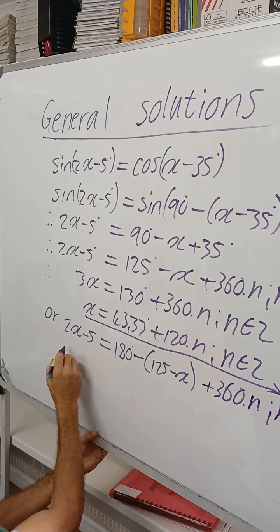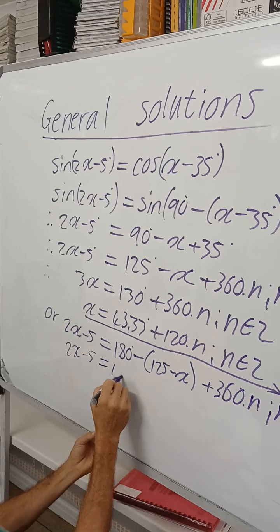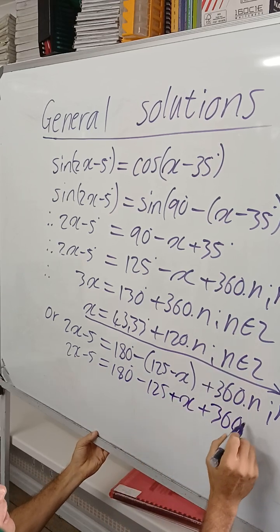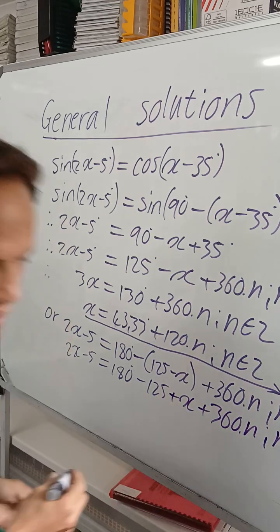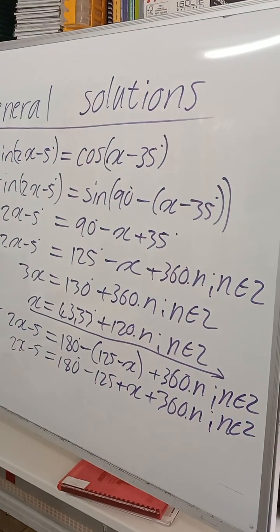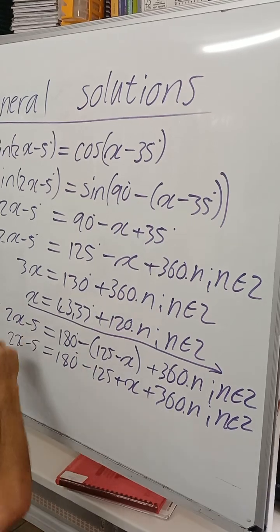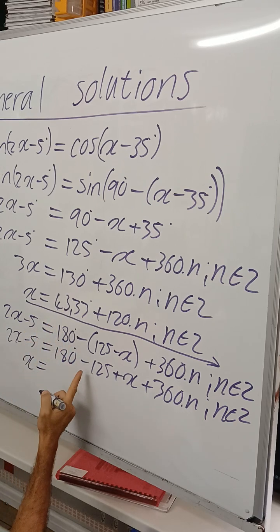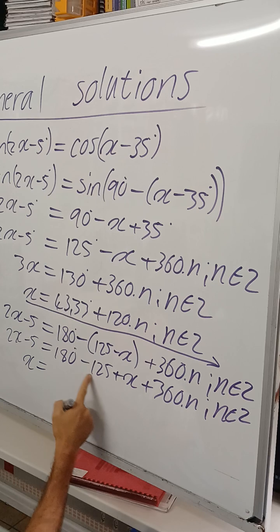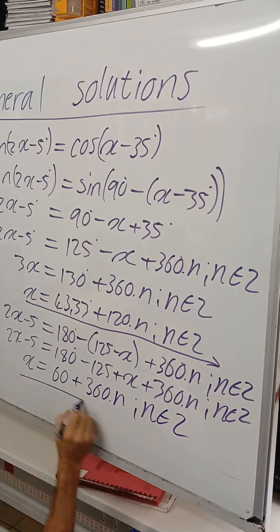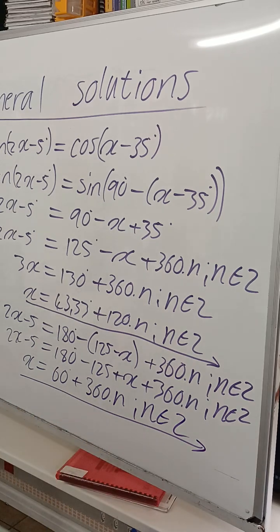When you simplify this, you're going to have 2x minus 5 equals 180 minus 125 plus x plus 360 times n. Now when you simplify this, take the x over, so 2x minus x gives you x. Negative 5 goes over, it's plus 5. So it's 185 minus 125, so it's 60 plus 360 times n, n an element of Z. So there's your second answer. So there's your two answers.